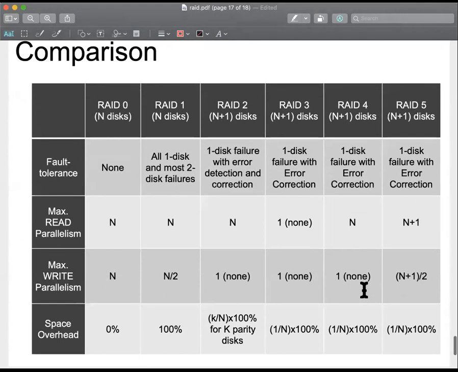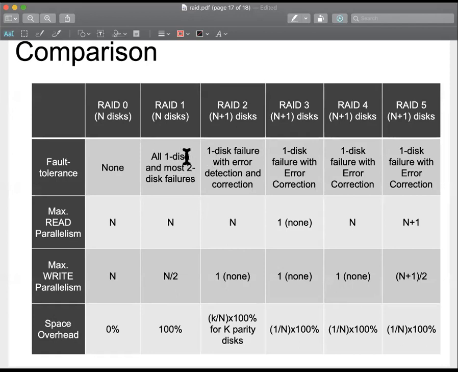So here's a comparison of all the different schemes, and I won't go through each one of these, but they compare RAID 0 through 5 in terms of fault tolerance, maximum read parallelism, maximum write parallelism, and the space overhead. So how much extra space do you need beyond the data, all right? And you would notice that in terms of fault tolerance, RAID 0 has no fault tolerance. If you lose one disk, you lose all the data.